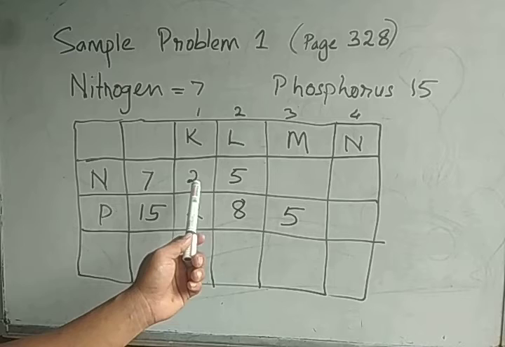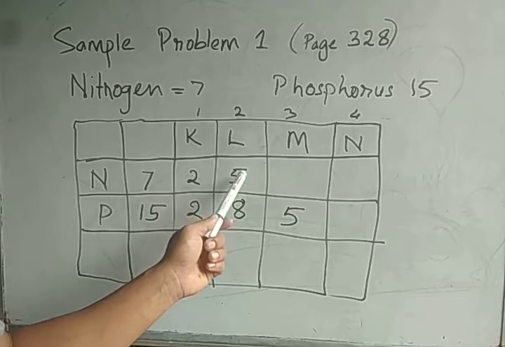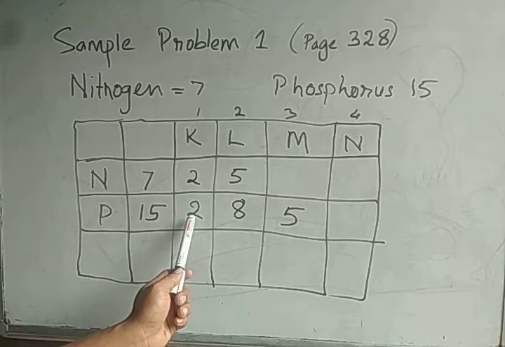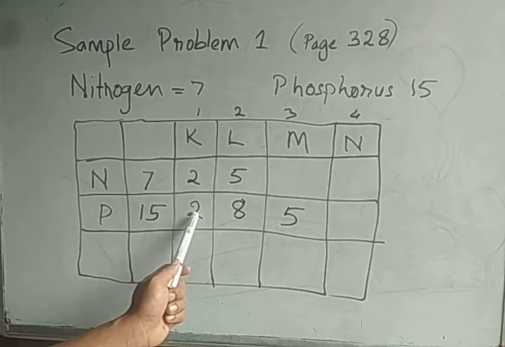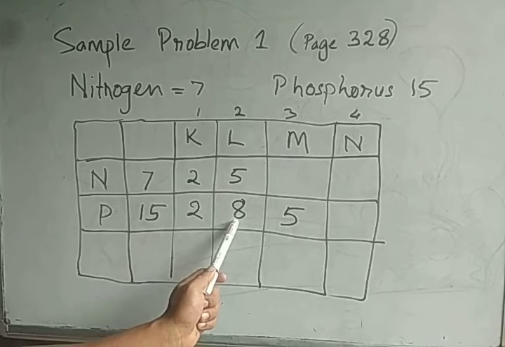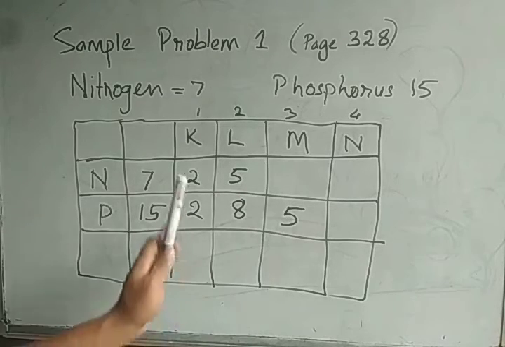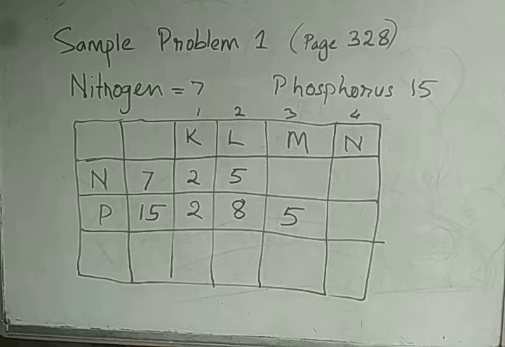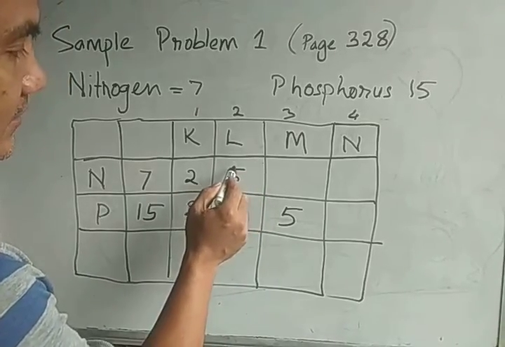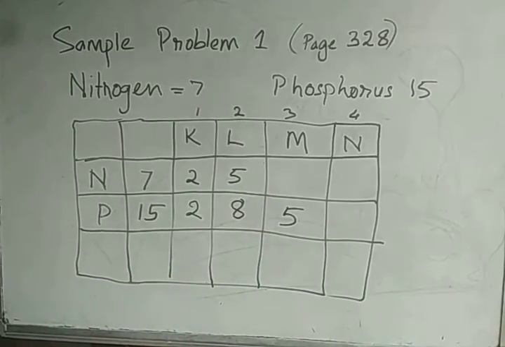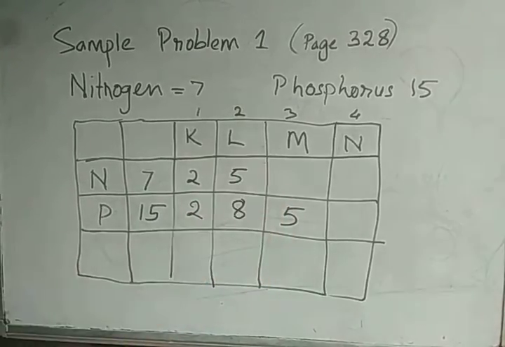Because it cannot have more than 8 here, the same way, this K shell cannot have more than 2. Because of that, the remaining will go to L. Here, same thing, phosphorus can accommodate only 2 in K. Because of that, the remaining will go here. And the second shell can accommodate only 8. Because of that, the remaining will go here. And now from here what you can see is that the outermost shell for nitrogen is the L shell, and for phosphorus the outermost shell is the M shell. Keep this in mind.